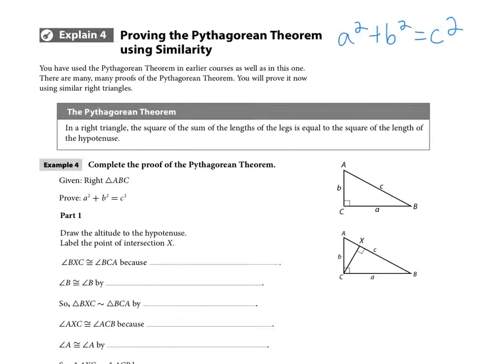So in example 4, we're given right triangle ABC, and we are being asked to prove the Pythagorean theorem. The first step is to draw an altitude to the hypotenuse. We just got done working with that on the previous page, so that should come as no surprise. That's our XC. And so what we can say is that angle BXC is equal to angle BCA, simply because all right angles are congruent.